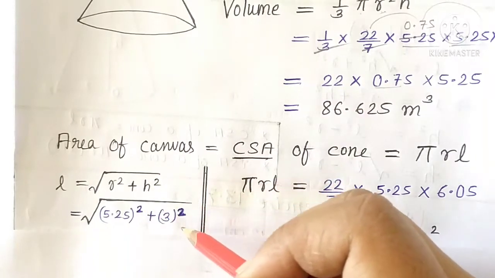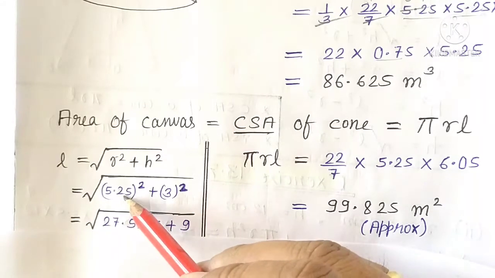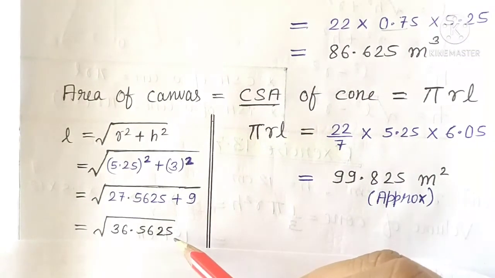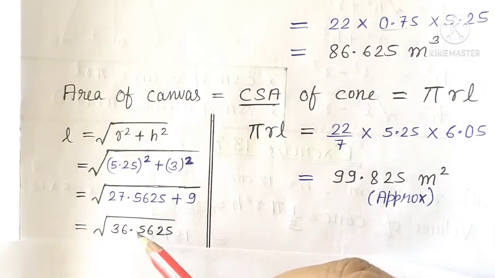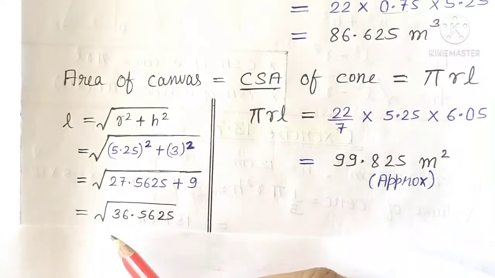5.25 square, H square, 3 square, 9. So 27.5625, that is the square of this one, plus 9, it will come 36.5625. When we find the square root of this one, you can find the square root by the long division method we have done. We have learned how to find the square root by division method. That one you will apply here.